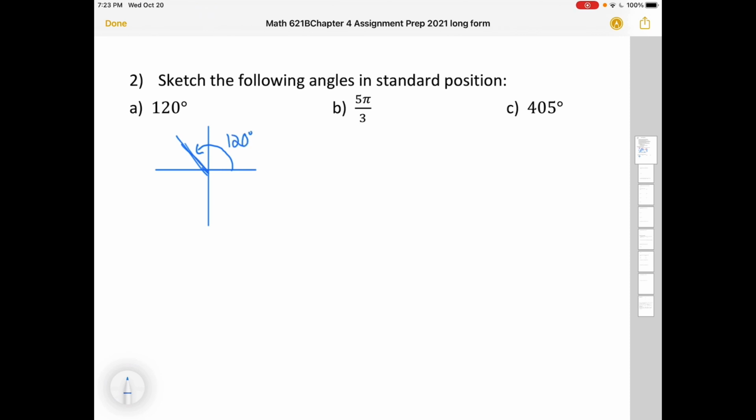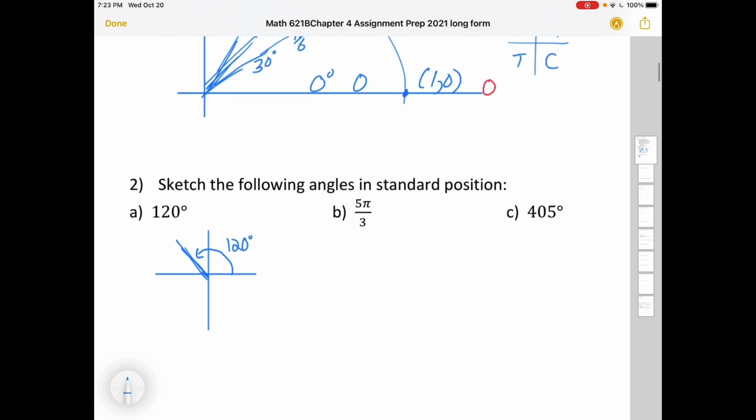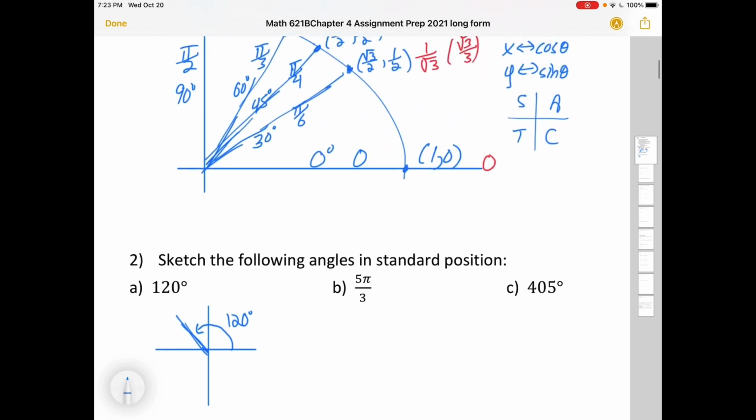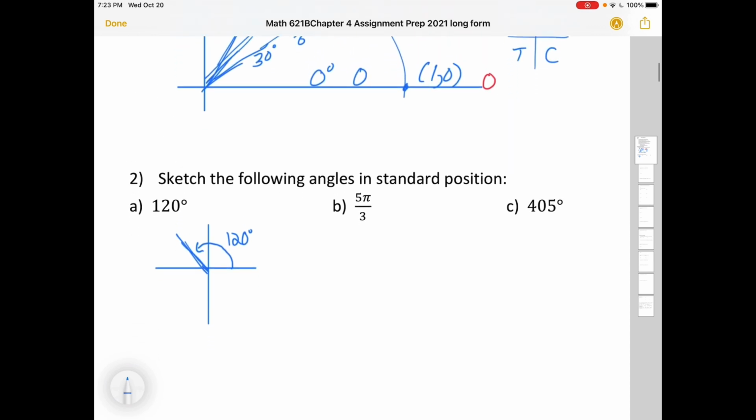5 pi over 3. So here, right above, we can see pi over 3 is 60 degrees. So this is really 5 times 60 degrees, or 300 degrees, if that helps you out better, that's fine. Or maybe you're getting comfortable with radians, and you can just draw that. It's going to be more than 270 degrees, but less than 360. So it'll terminate in quadrant 4.